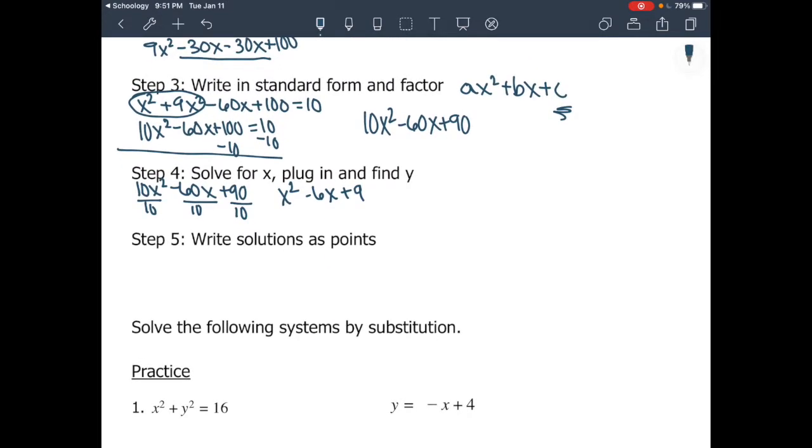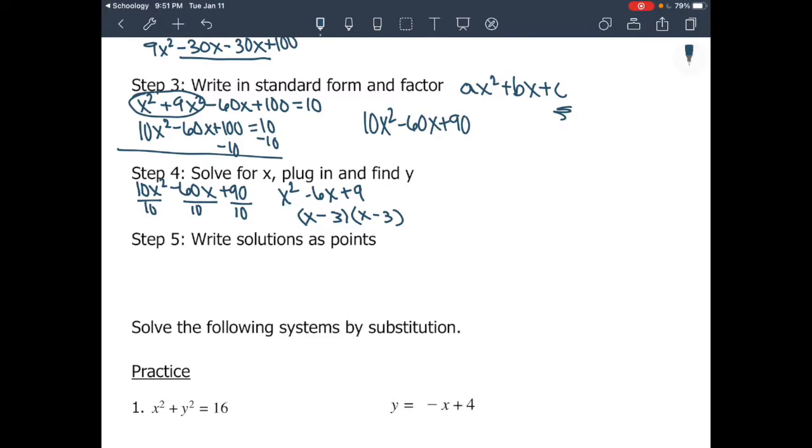Let's factor this. You can use your tables if you want. We need to figure out what multiplies to be 9 and adds to be negative 6. So negative 3 times negative 3 is positive 9, and then negative 3 plus negative 3 is negative 6. So we've got x minus 3.